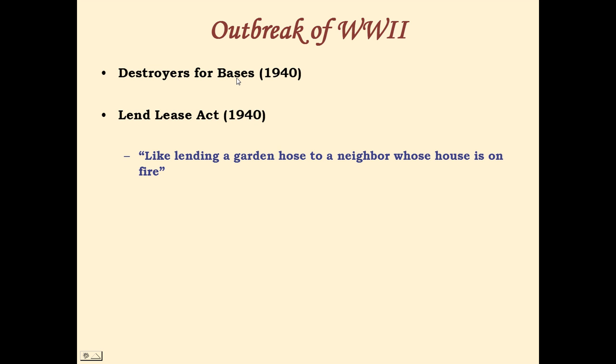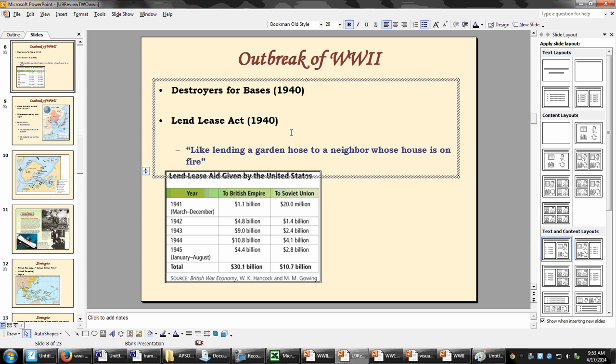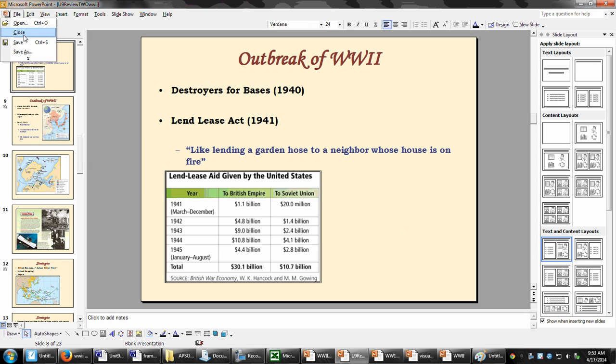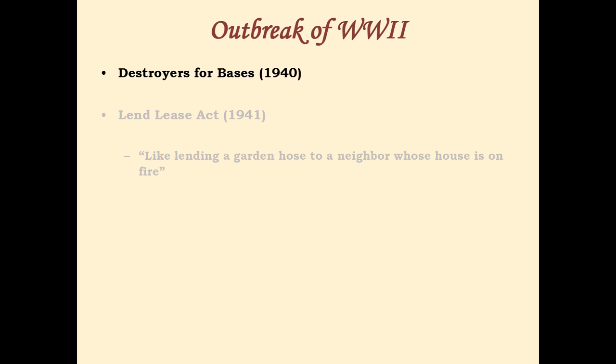The first one is destroyers for bases in 1940. And that is where we give Great Britain several ships in return for military bases in the Pacific. And the second one is the Lend-Lease Act of 1941, and you can see I had the wrong date there. So the Lend-Lease Act is 1941. That is where we lend weapons to Great Britain, China, and the Soviet Union to fight against Germany.